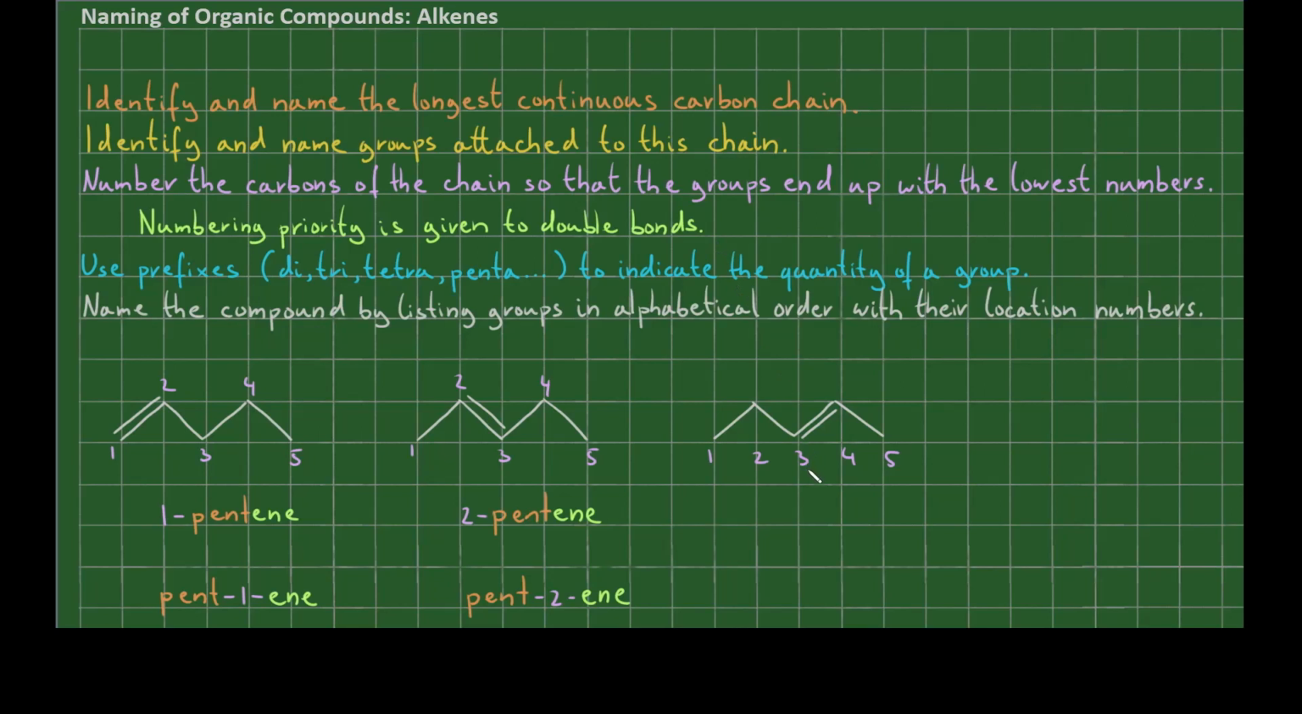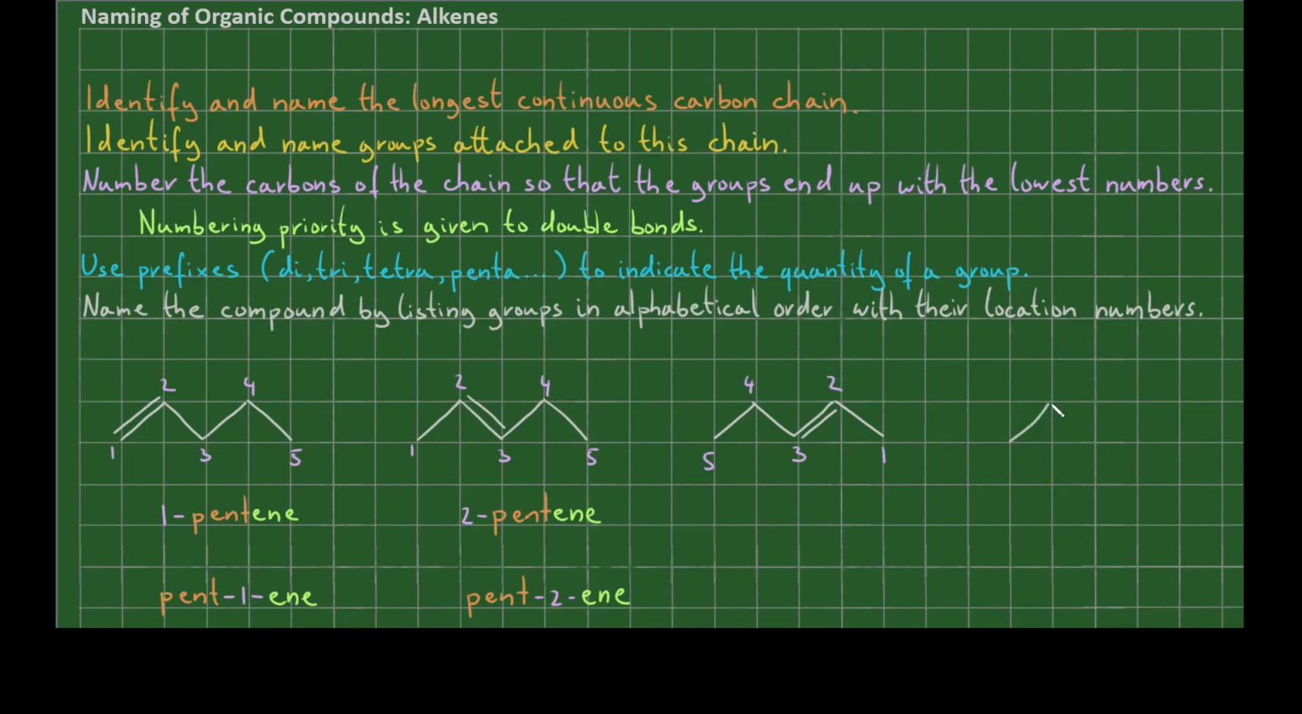This means that I need to number the carbons from the side that will give the double bond the lowest numbers. Let me get rid of these numbers and number the carbons from the side that will give the double bond the lowest numbers. And now I have the double bond between carbon 2 and 3. That is something that we had here on the left, or in the middle if you like. So this compound on the right is also 2-pentene. Let's play with this a bit more.